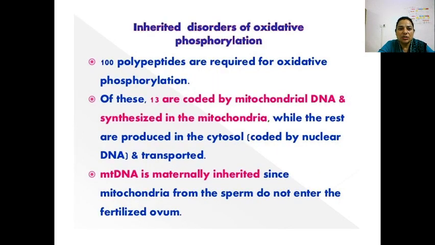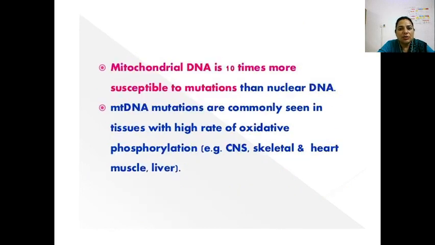Inherited disorders of oxidative phosphorylation. About 100 polypeptides are required for the oxidative phosphorylation. Of these, 13 are coded by the mitochondrial DNA and synthesized in the mitochondria, while the rest are produced in the cytosol and then transported. Mitochondrial DNA is maternally inherited since mitochondria from the sperm do not enter the fertilized ovum. The mitochondrial DNA is 10 times more susceptible to mutation than the nuclear DNA.